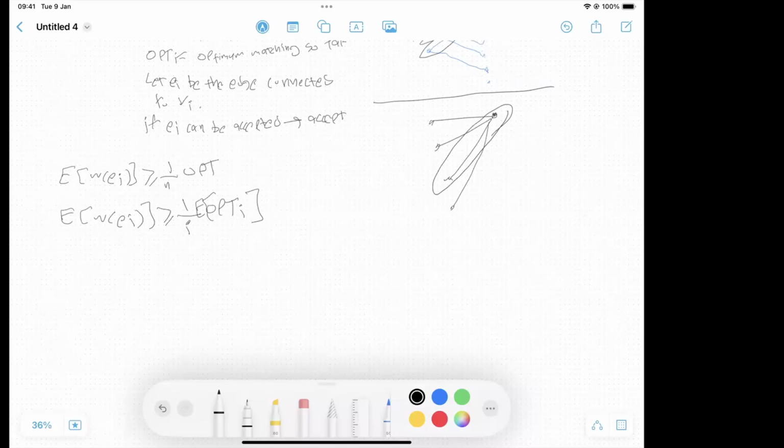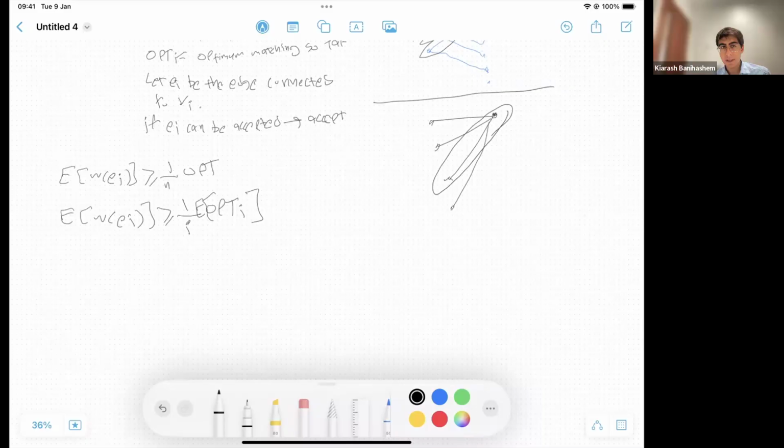So WI is essentially the weight of the edge connected to that vertex in the matching. We don't know whether it is available, whether we can assign it yet or not. We just talk about the weight of it. So this is going to be 1 over I expectation of opt I.